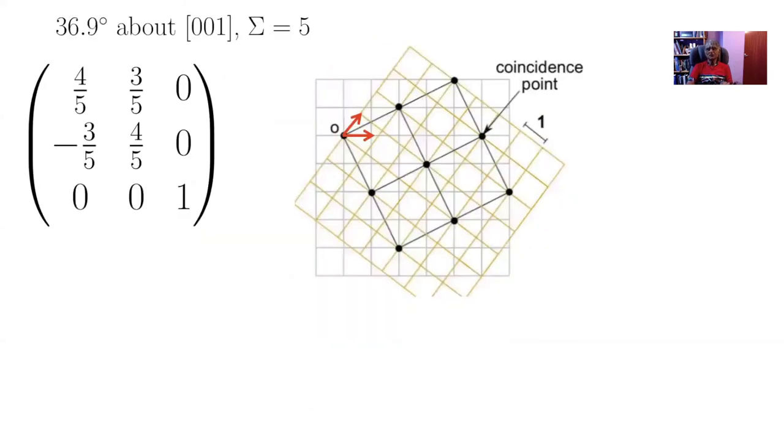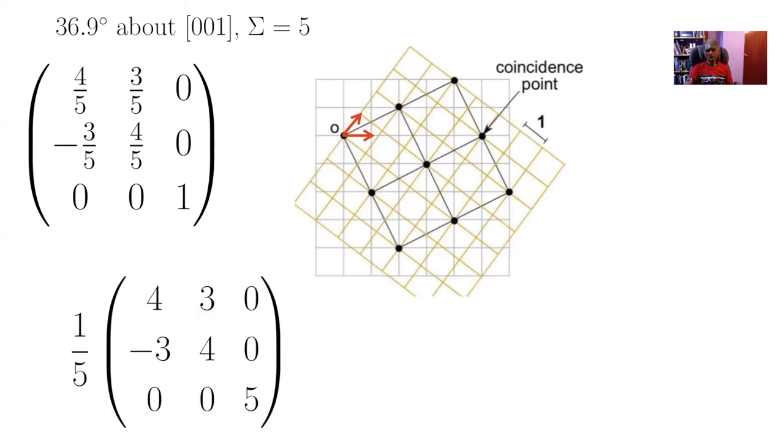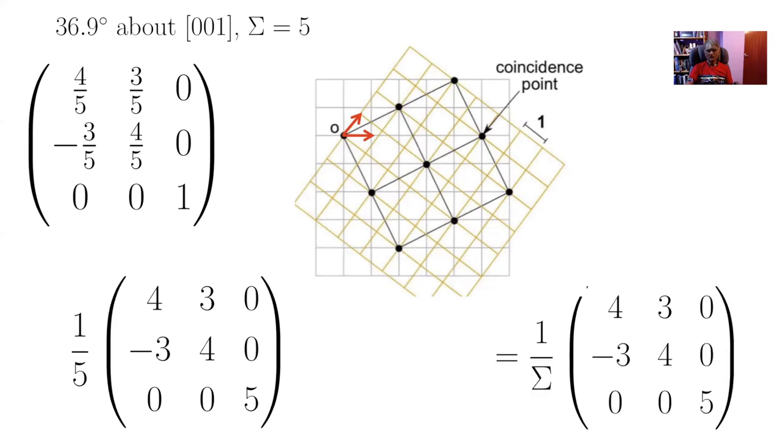Okay, so let's assume we've derived the rotation matrix relating the yellow and the gray lattices, 36.9 degrees rotation about 001, and you can show for yourself that if you take components of one of these basis vectors with respect to the other lattice, you will get this, this, and this. Now, if I convert all the fractions in there into integers, then the common factor is 1/5. And that 1/5 is 1 upon sigma. So the sigma value is the same as this 5. So if you have any rotation matrix and you find a common factor that converts all the elements of that matrix into integers, then you've got your sigma value, okay? Because 1 upon that common factor gives you the sigma value immediately.